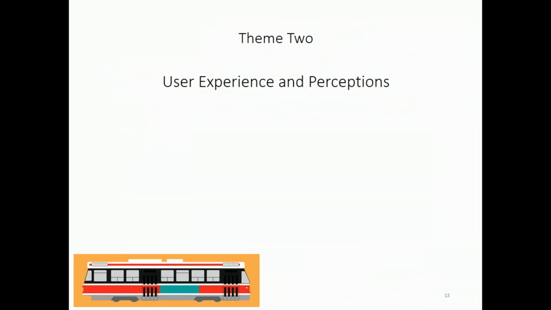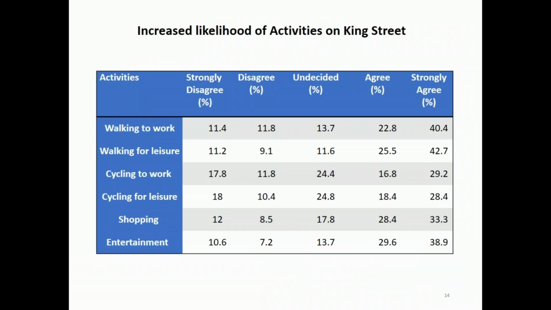So the next part, we'll see the results from the user experience and perception questions. Increased likelihood of activities on King Street. There is an increased likelihood of walking regardless of the purpose of walking. There is a higher variability of responses for cyclists, and definitely an increased likelihood of shopping and entertainment on King Street after the implementation of the project.